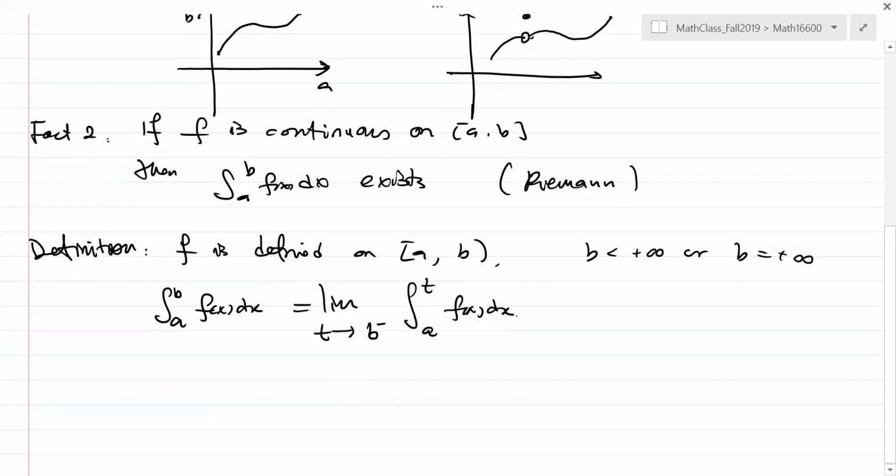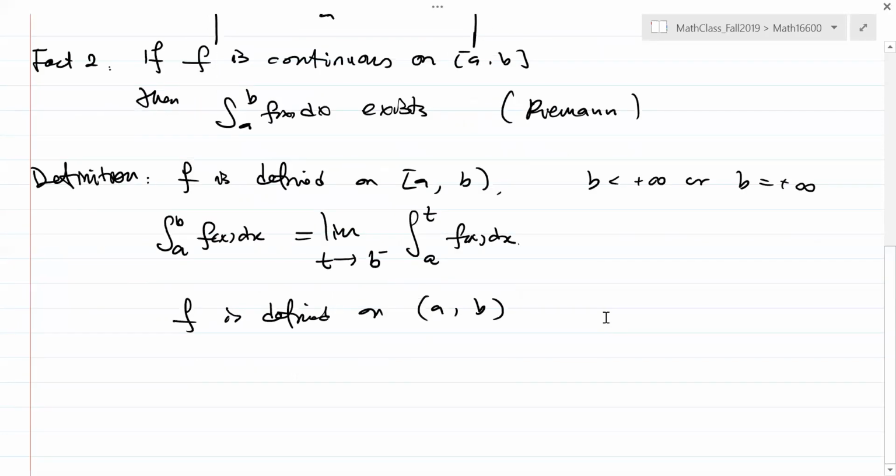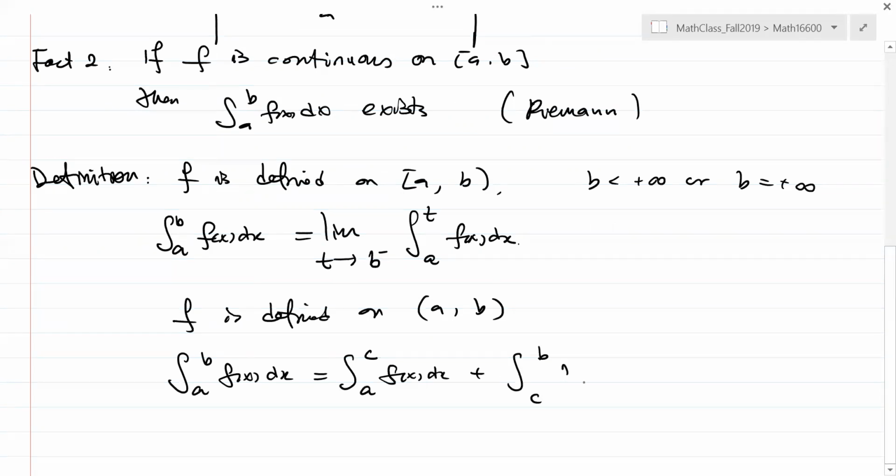And similarly, you can define the integral over an interval where the left side is open and the right hand side is closed, or both sides are closed. If both sides are open, you have to separate them, okay? For example, if f is defined on an open interval, both sides open, and a, b could be finite, could be infinite, okay? Then you have to define this one as the integral from a to c plus the integral from c to b of f of x, okay? And c is an arbitrary number between them.